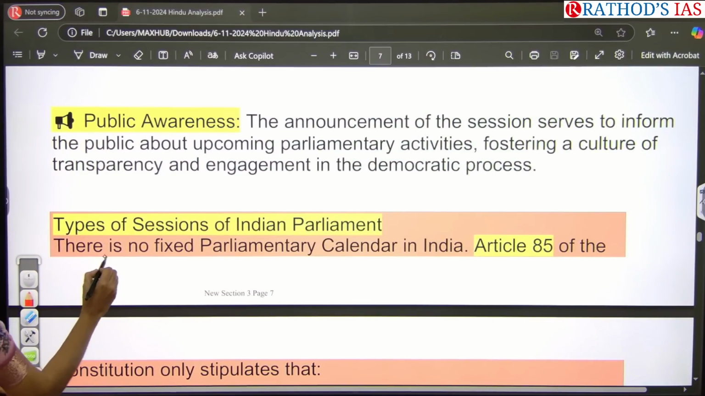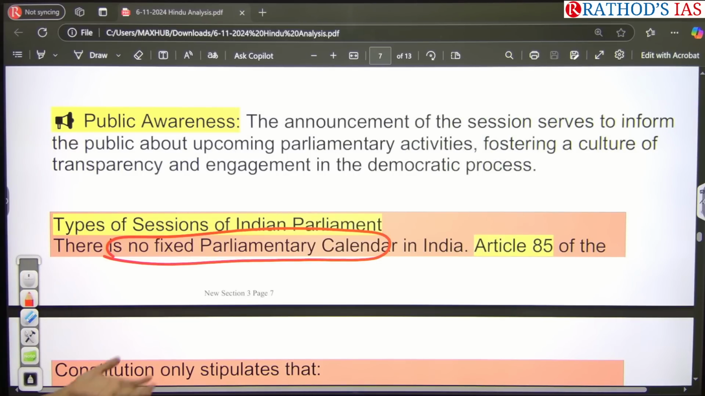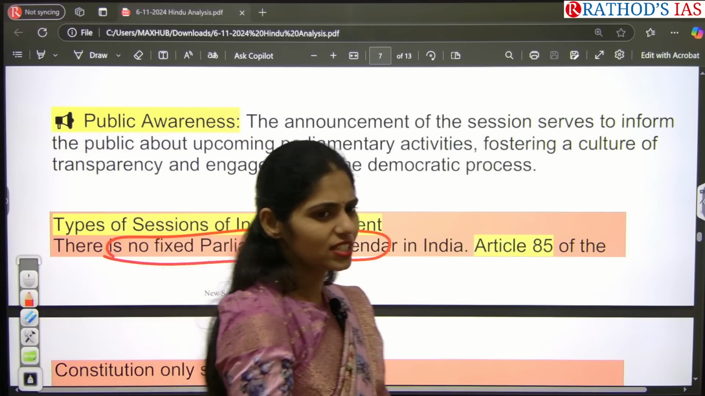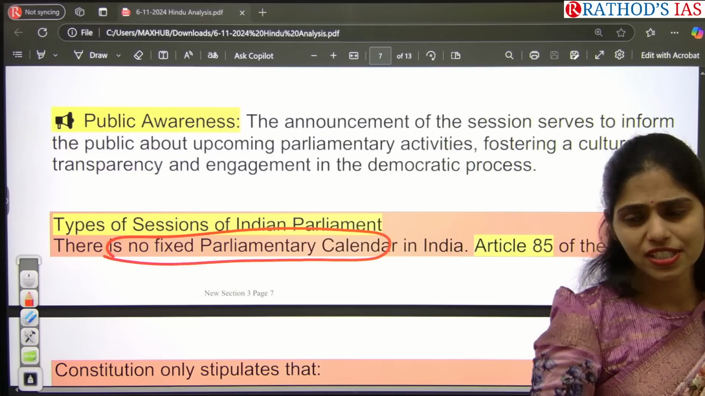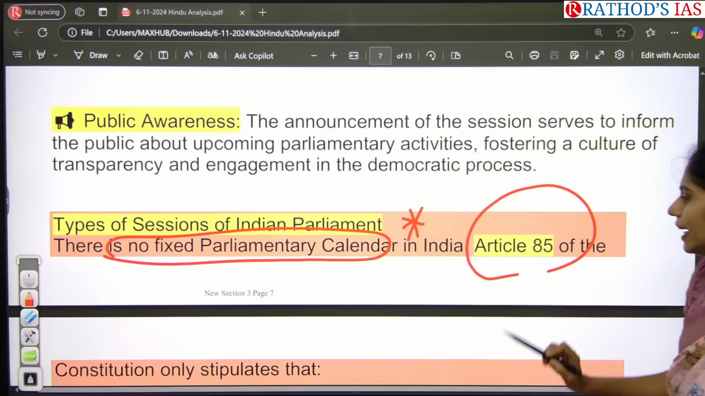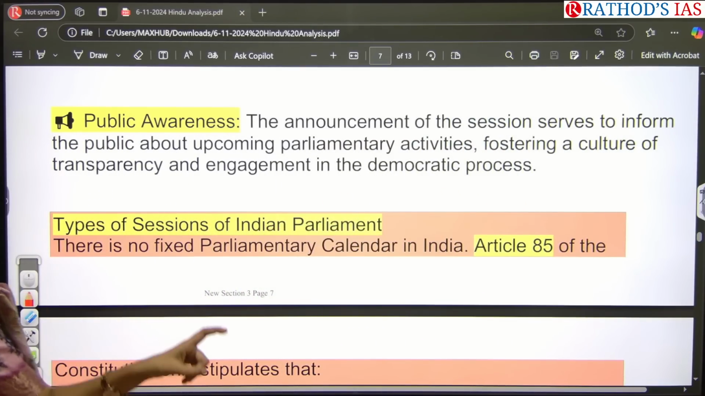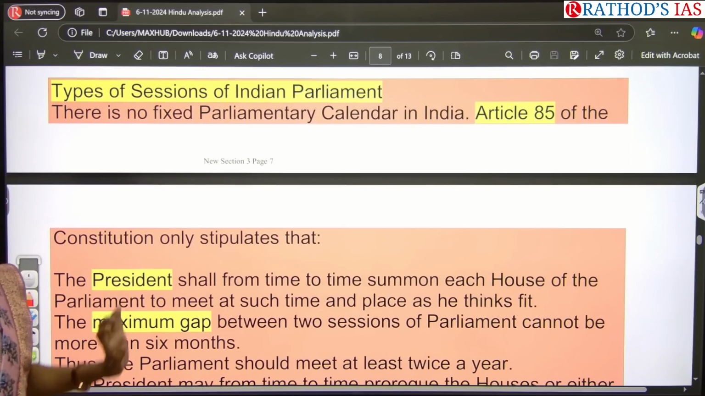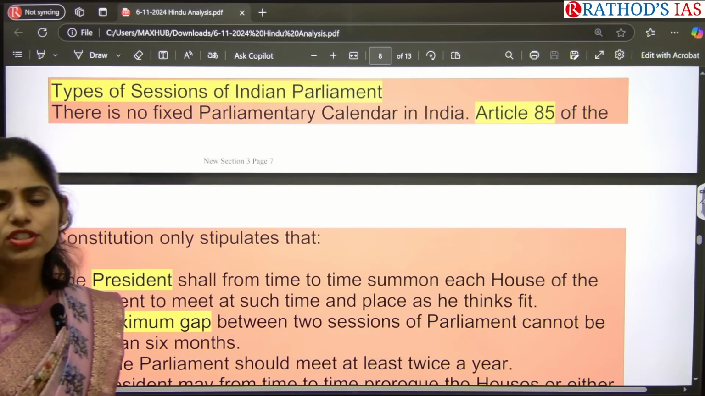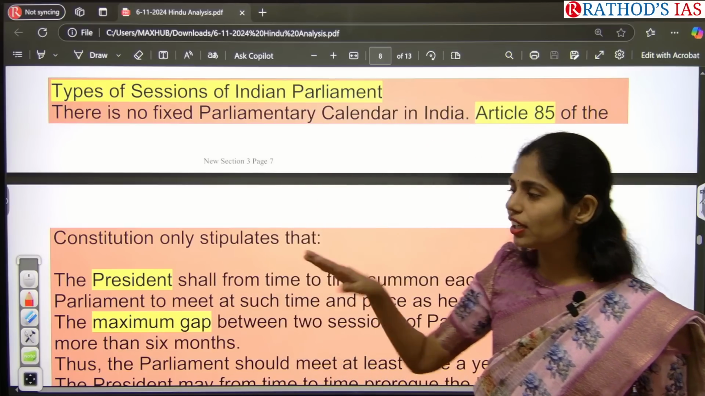So there is no fixed parliamentary calendar in our country regarding these sessions. We don't have to start only on the 1st of this day or 15th of this day or 20th of this day. There is no parliamentary calendar at all. But Article 85 of the Indian Constitution talks something about these sessions. So here there is a chance of getting a question regarding Article 85: which of the following provisions are said in this Article 85? And they will give you some options.